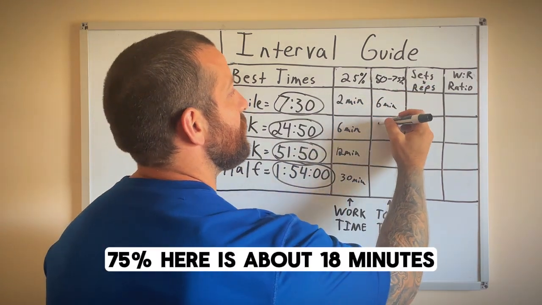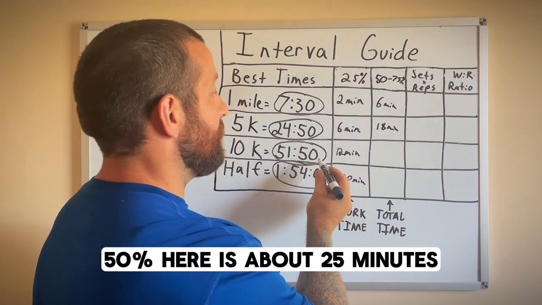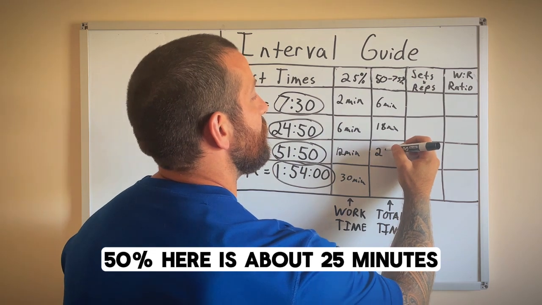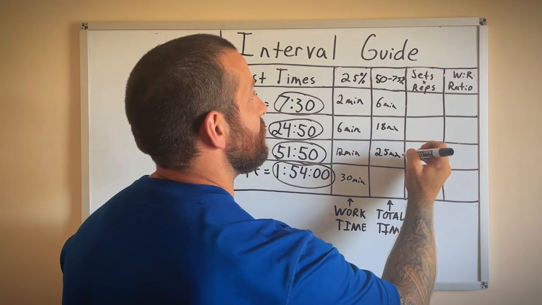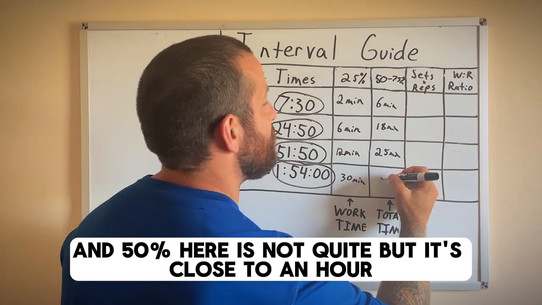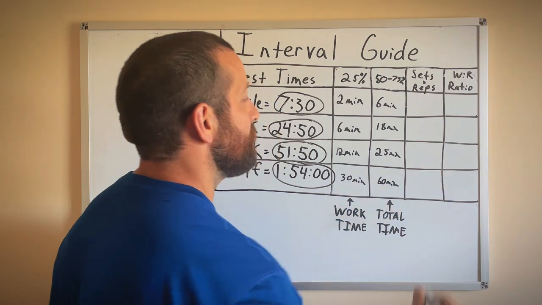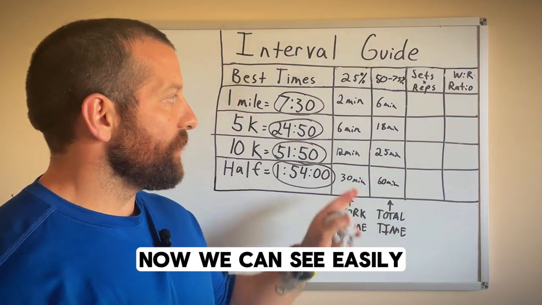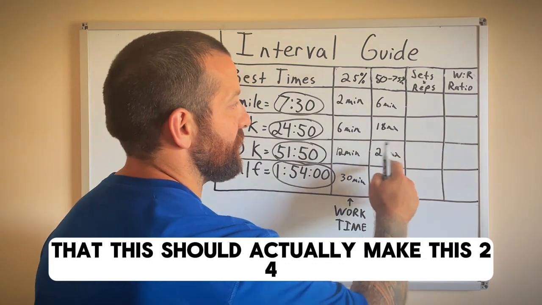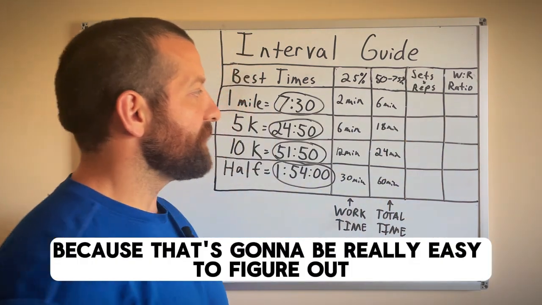75% here is about 18 minutes. 50% here is about 25 minutes. And 50% here is not quite, but it's close to an hour. Okay, so now we can see easily that, and actually, let's just make this 24 because that's going to be really easy to figure out.